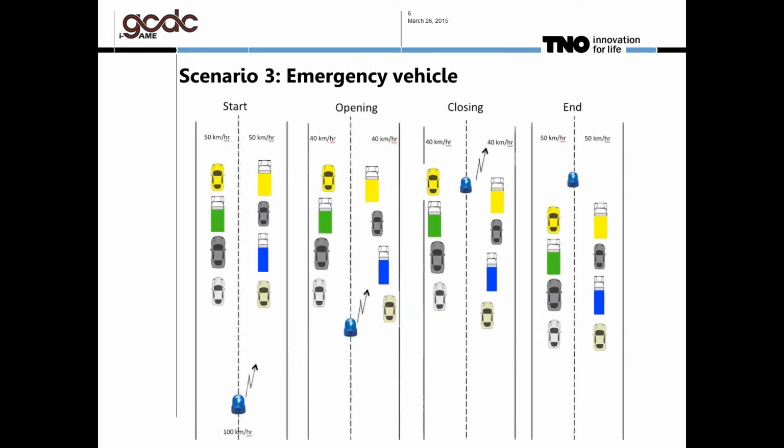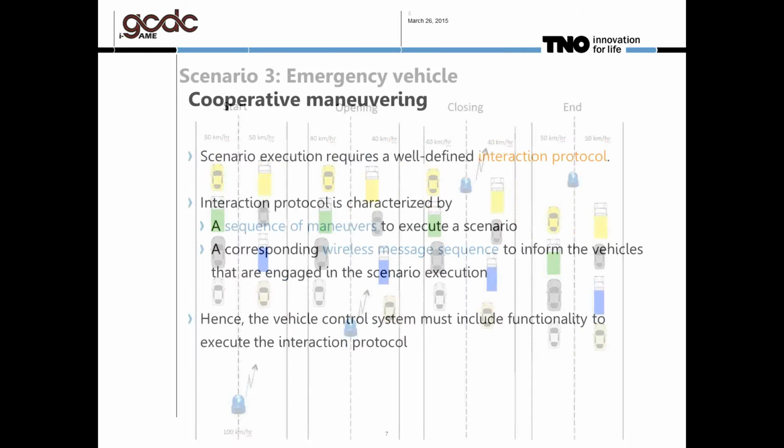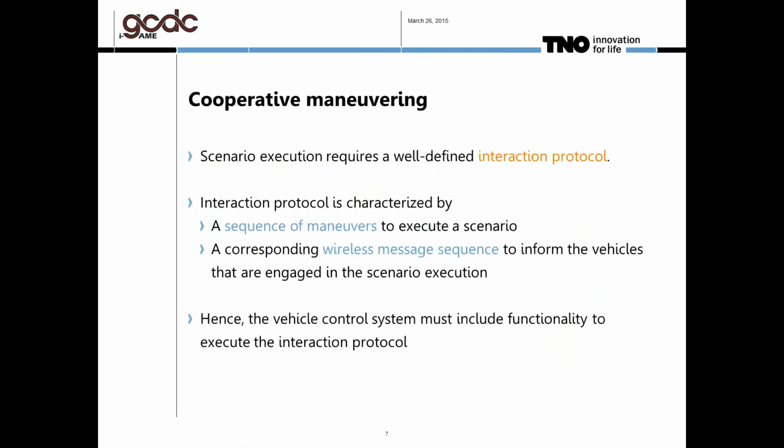And of course there is a second scenario in iGame which is for demonstration purposes only, and it's about giving way to an emergency vehicle. But we only focus on the first scenario in this presentation. In any case, for executing any of these scenarios, the first element that we need to develop is an interaction protocol. And an interaction protocol can be characterized by a sequence of maneuvers and a set of wireless messages. And also the control system of each vehicle should have this capability to implement this interaction protocol.